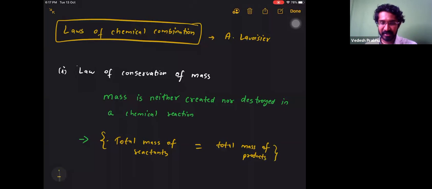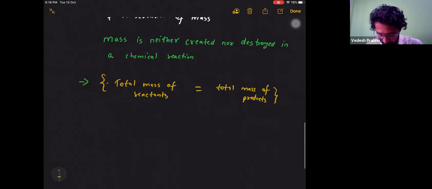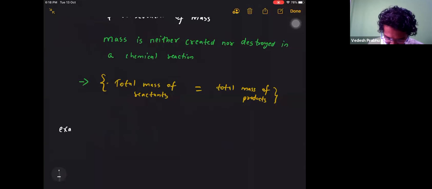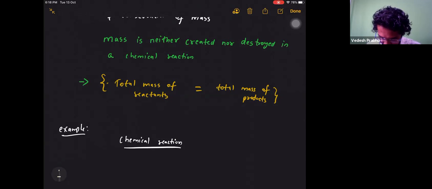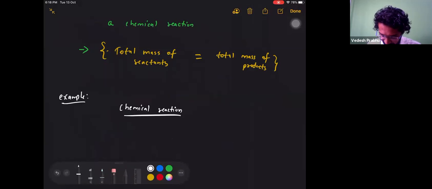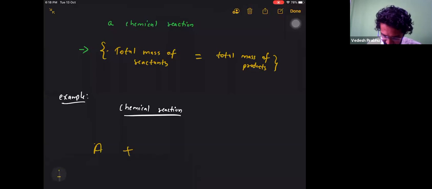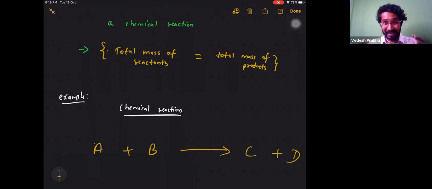So I'm going to explain this in the next couple of minutes. Notice carefully what I'm going to write now. I will take an example and explain. Suppose a chemical reaction is taking place. I have my substances A plus B. A plus B come together and react to form C and D.